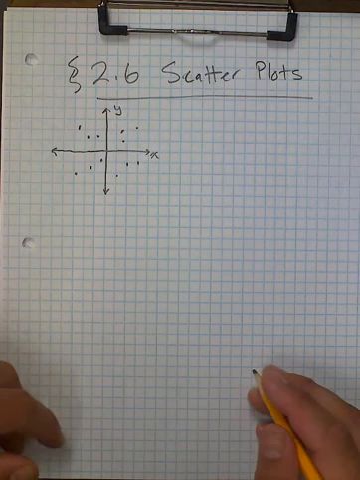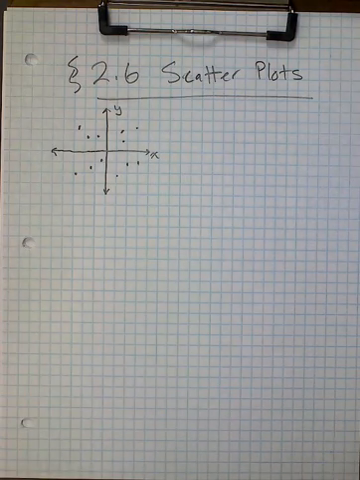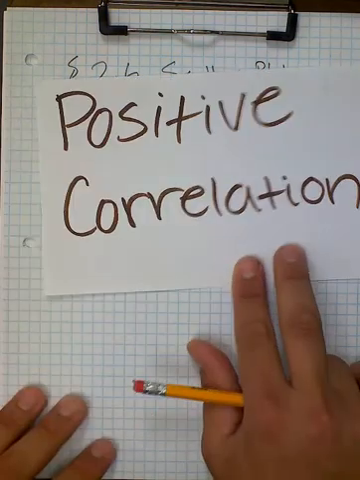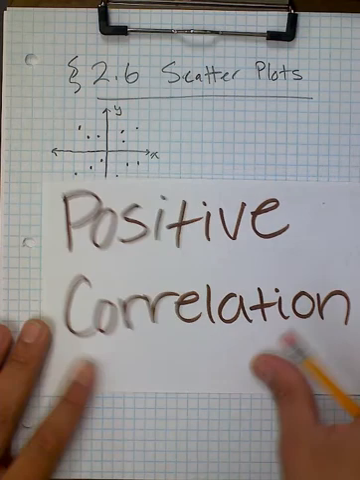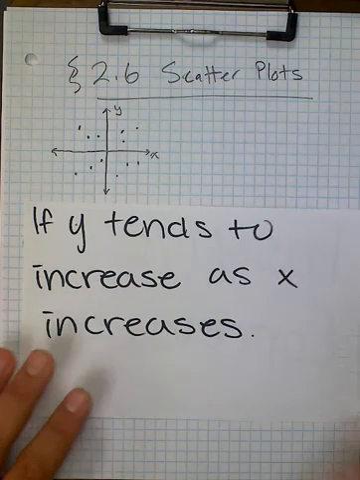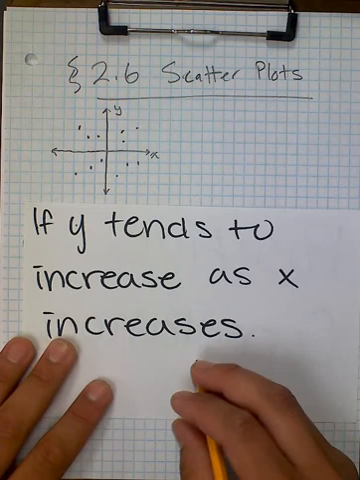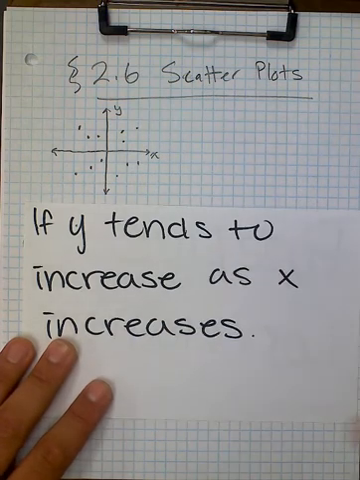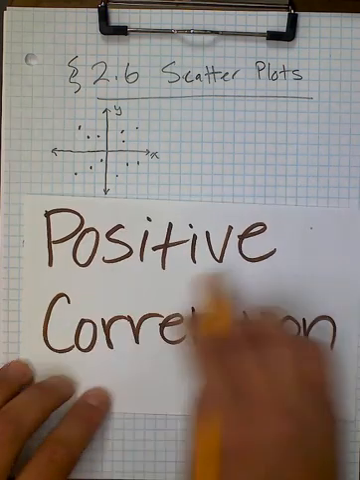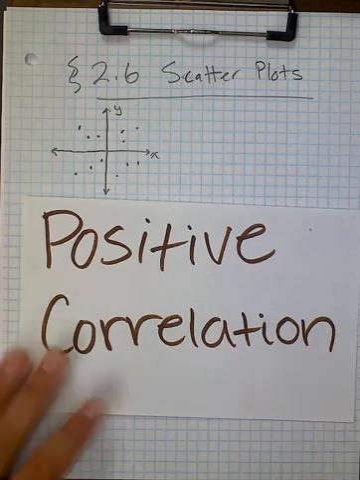Now, scatter plots can have different types of correlation. So I'm going to show you these definitions now. One type of correlation is positive correlation. Positive correlation is if y tends to increase as x increases. So if you examine a scatter plot and you see that y tends to increase as x increases, that can be a scatter plot that shows positive correlation between two quantities.